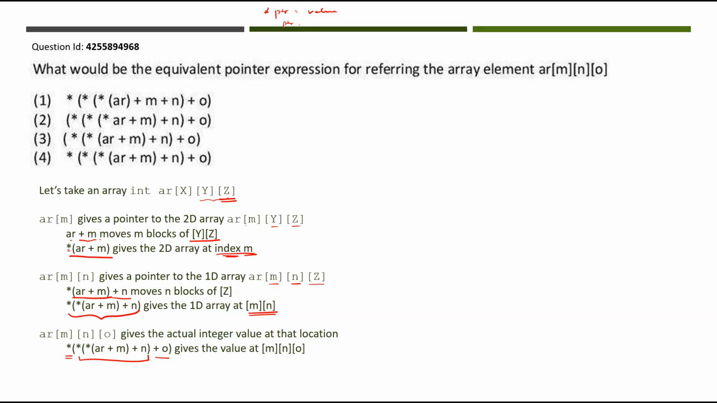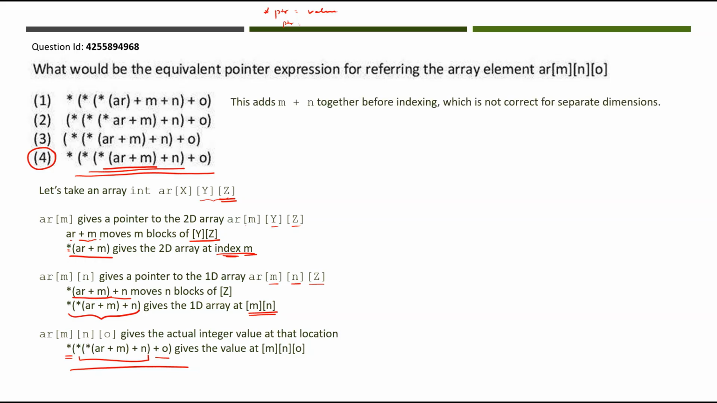Which of the options is actually matching to this one? Star of AR plus M is available here. Then star of the M index with N is available here. Then star of Mn with O is available here. Option number 4 will be the right answer. Now we will see why 1, 2 and 3 are wrong.